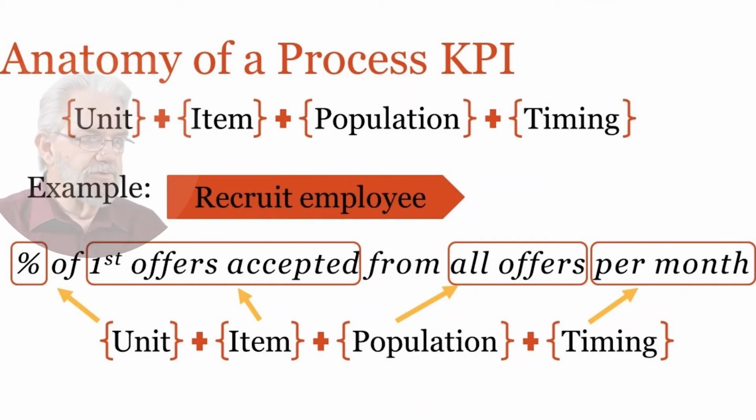So let's have a look at the structure and just map it back onto the 4 characteristics that I was talking about before. So the unit, we're measuring a percentage. What are we measuring? We're measuring first offers accepted. It's very specific.